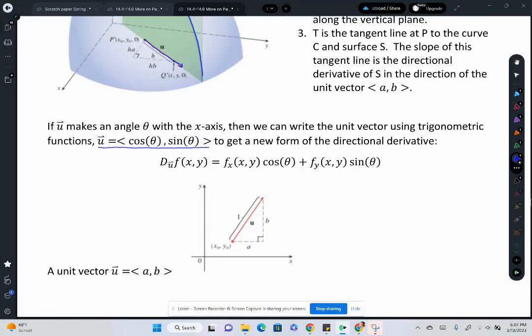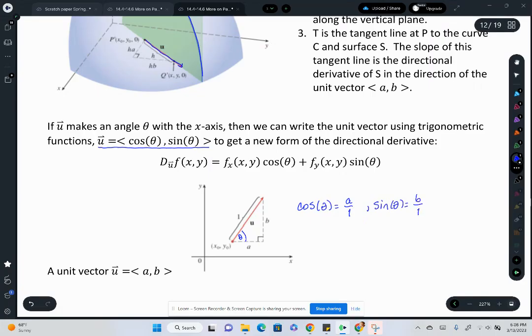In this graph, if I have theta as being the value of the angle that my unit vector makes with the x-axis, then taking cosine of theta would give me my adjacent, my a, over 1. Okay, so that's going to give me my a value for my unit vector. And then sine of my theta will give me the opposite, b over 1.